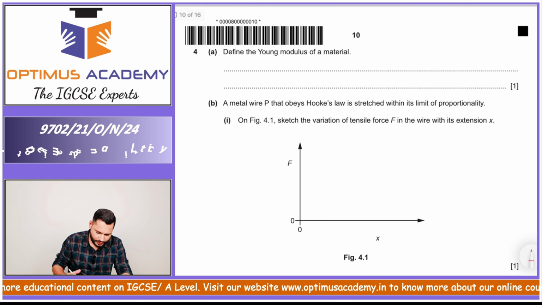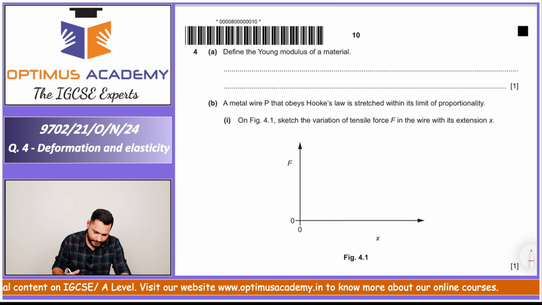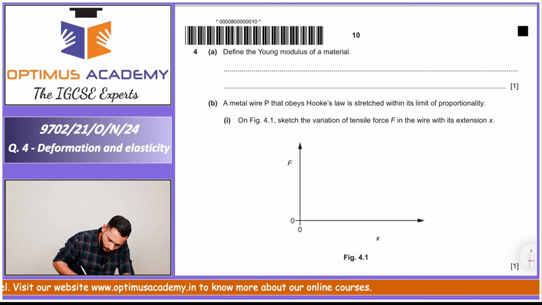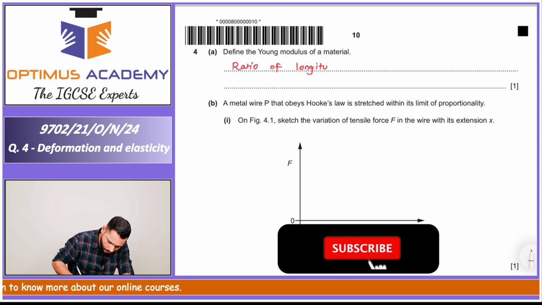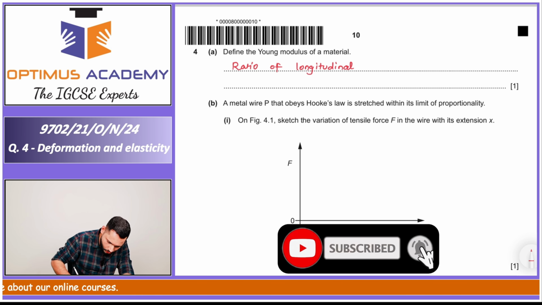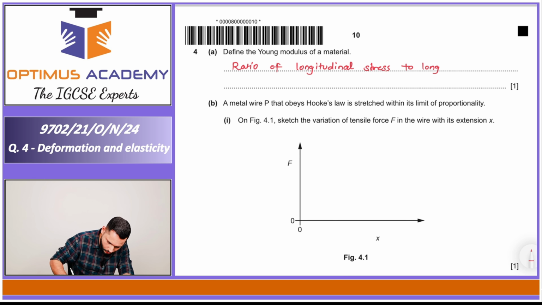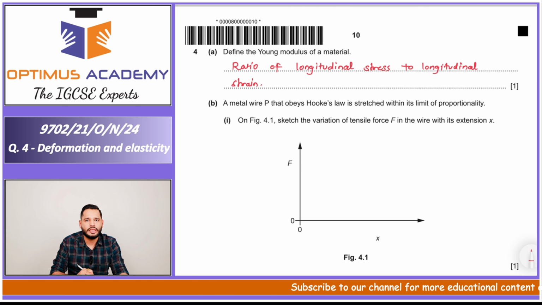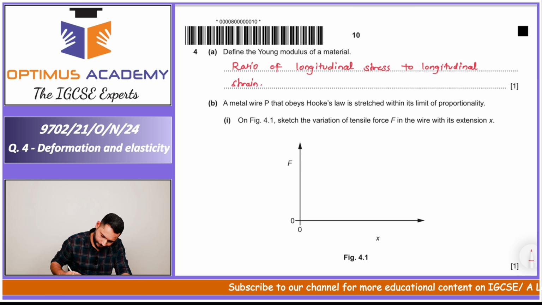We will move to the next question, that is question number 4. It says define Young's modulus. So Young's modulus is the ratio of longitudinal stress to longitudinal strain. So when we say longitudinal, we are actually talking about the change in the length of the object.